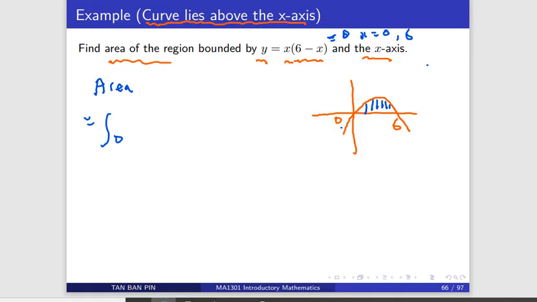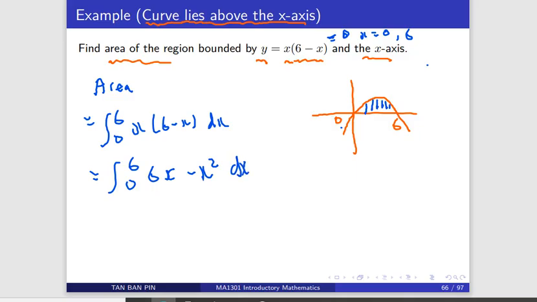You just integrate from 0 to 6, x(6 − x) dx. So it's the integral from 0 to 6 of 6x − x² dx. So it's 3x² − x³/3.